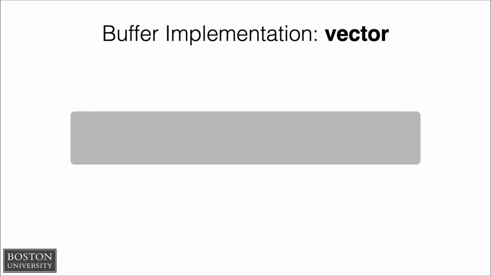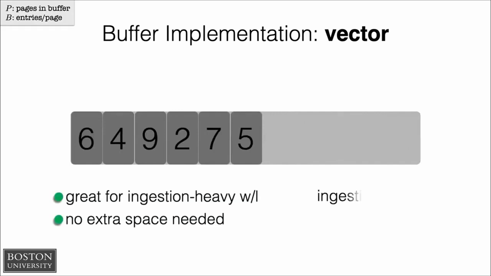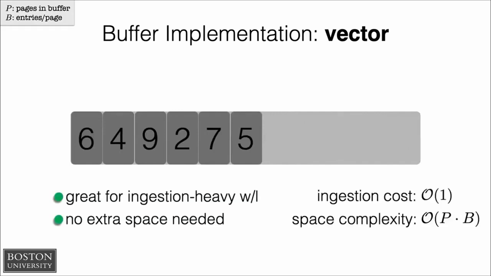This plays a key role in how much throughput we can gain when we are ingesting data. Classically, a buffer has been implemented as a vector. So when we are ingesting data, we can simply append them. And appending data, as we all know, is really cheap. Also, it does not require any extra space for storing the data in memory.